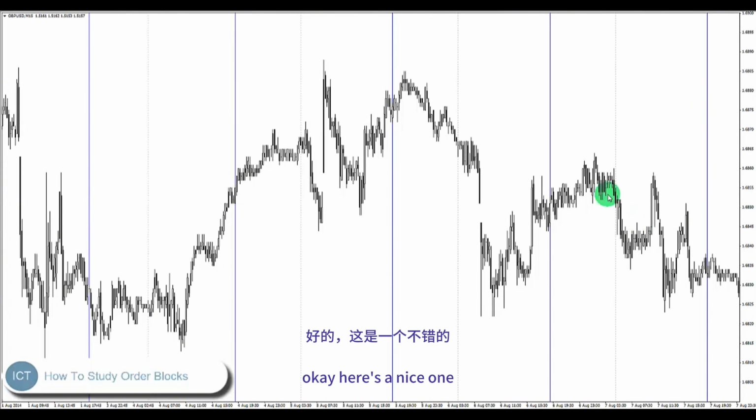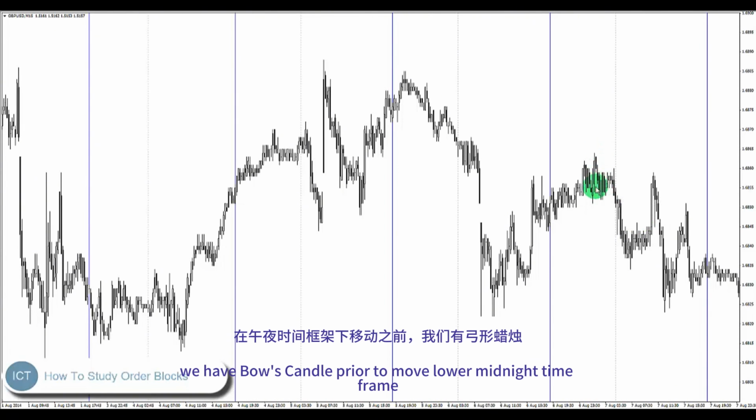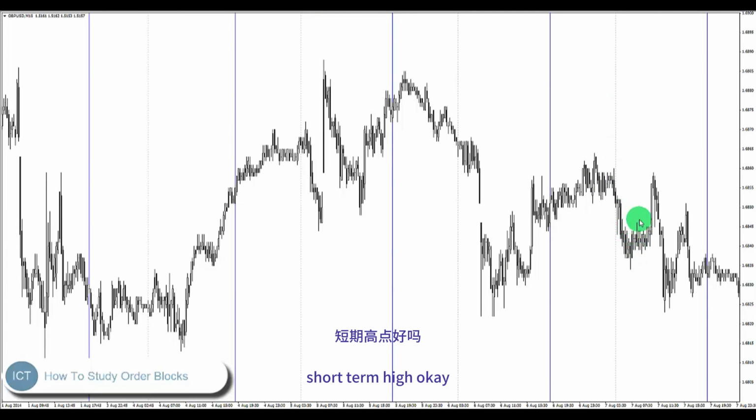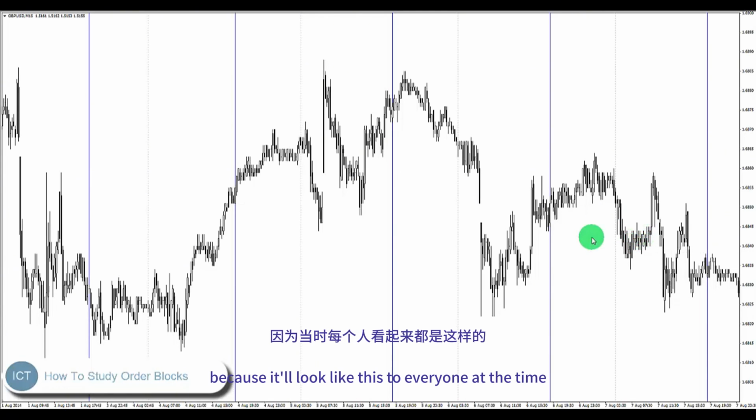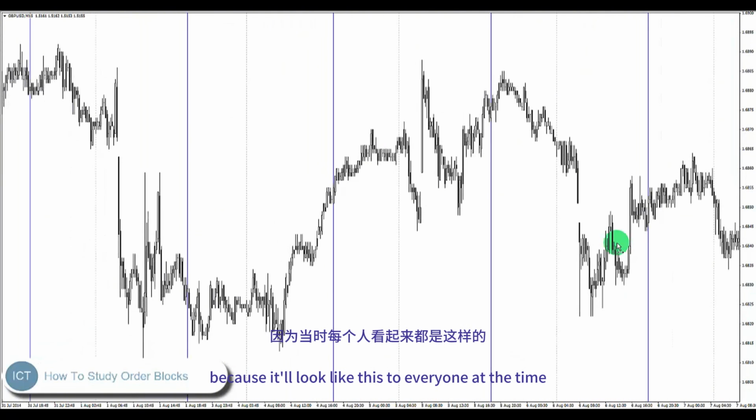Okay, here's a nice one. We have bullish candle prior to move lower, midnight time frame, short-term high. Notice it only needs a lower high on either side of it. Once it creates that, stops will build on that because it'll look like this to everyone at the time. That's a bear flag. Everyone's going to say, oh, it's classic bear flag.